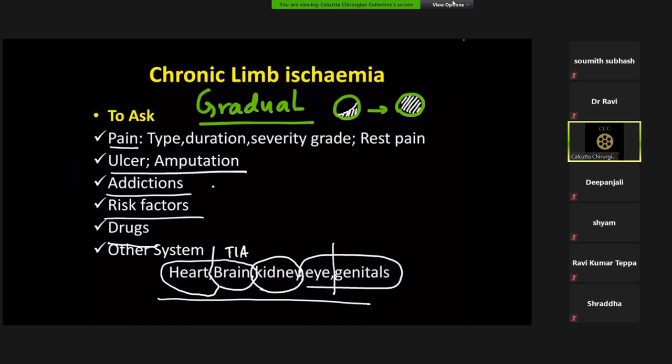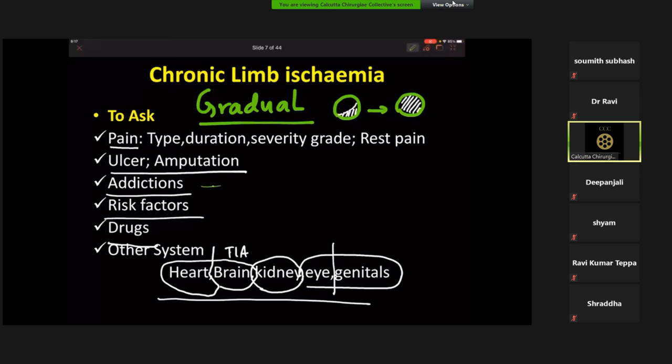Then we need to talk about addictions like cigarette smoking, which is to be quantified in a pack year index. So you are required to quantify this in the form of a smoking index or pack year index. Remember that the pack year index was initially formulated for lung malignancies. Later people understood that cigarettes are also responsible for producing other diseases, and they translated that into this. Risk factors apart from this include diabetes and hyperlipidemia. Other drugs of concern that the patient may be taking can include drugs like aspirin.